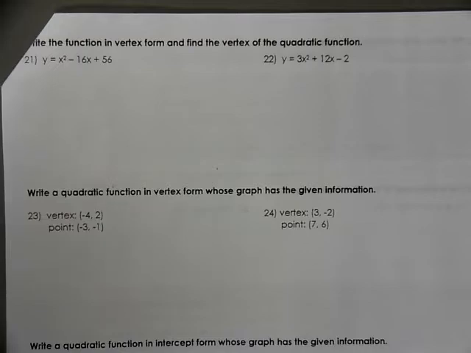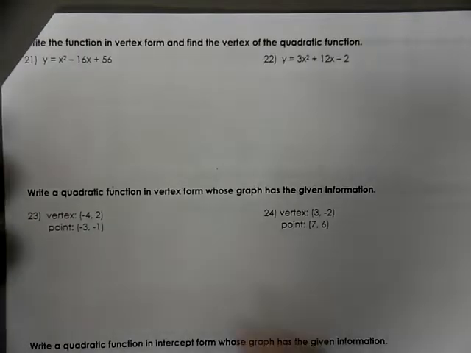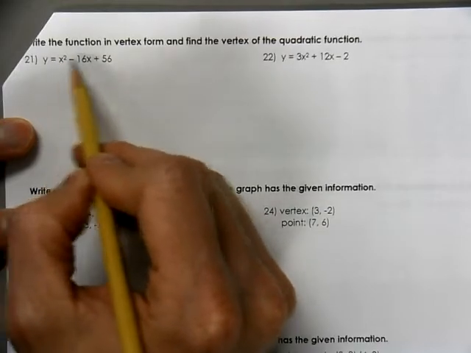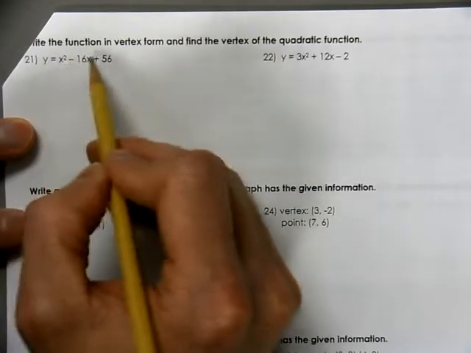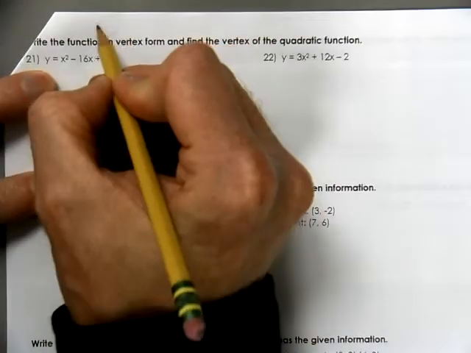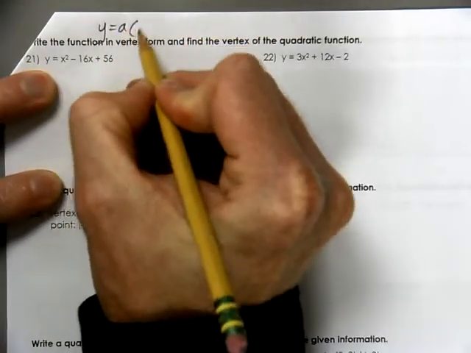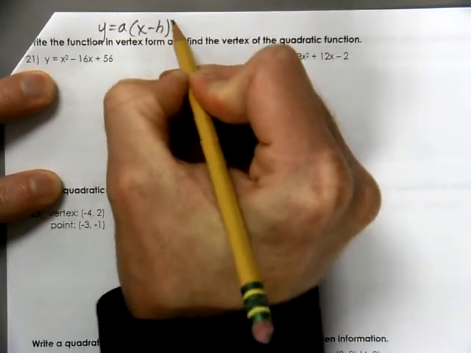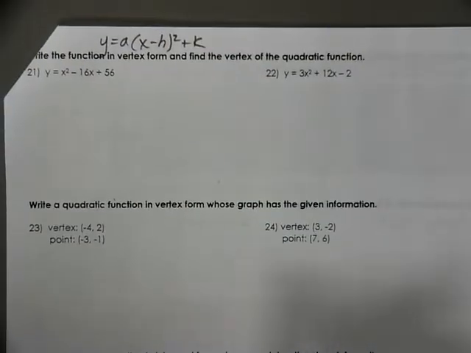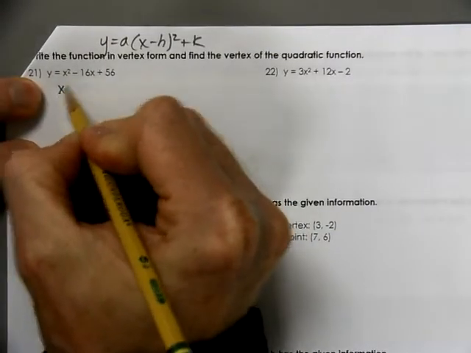On our second page, we're going to write the function in vertex form. So here we notice it's in standard form. We have an x squared and we have an x. That's showing us that this is in standard form. We want to write it in vertex form. We know that vertex form has the (x minus h) squared plus k. To do that, we need to find that perfect square trinomial. So we need to complete the square.